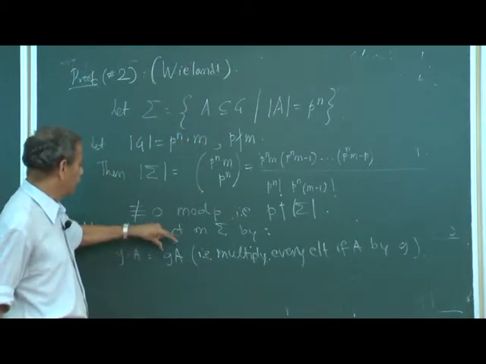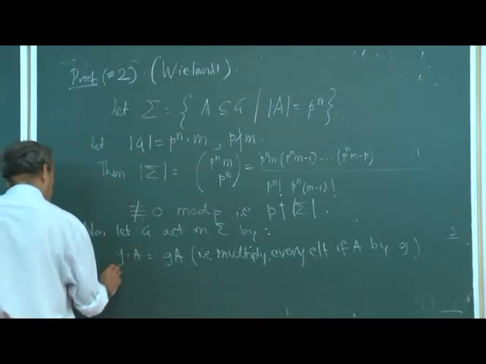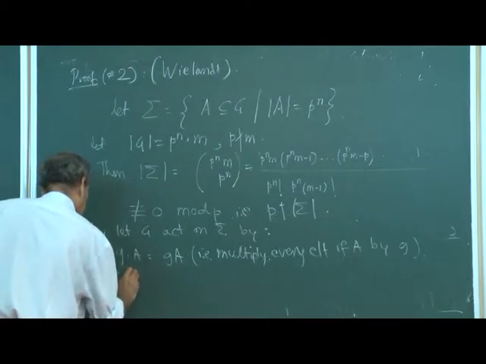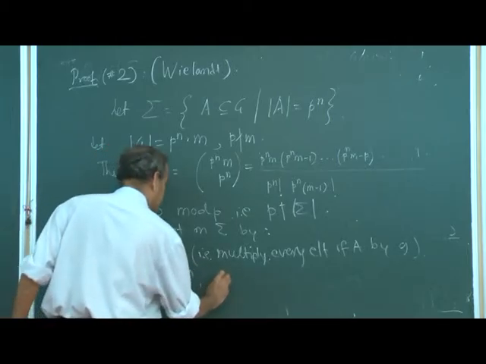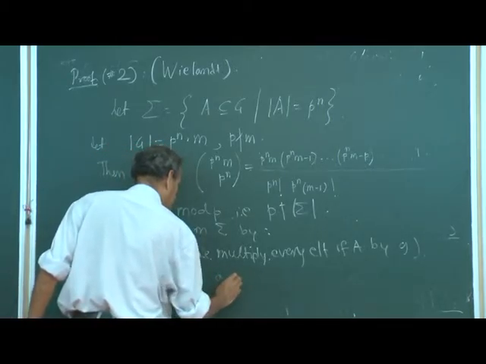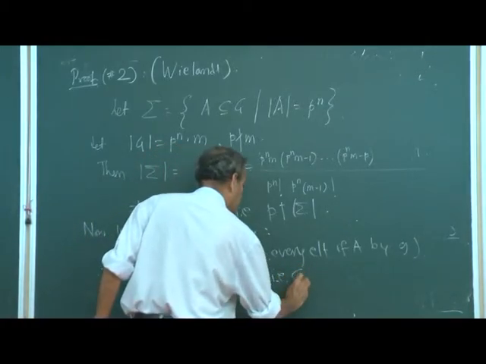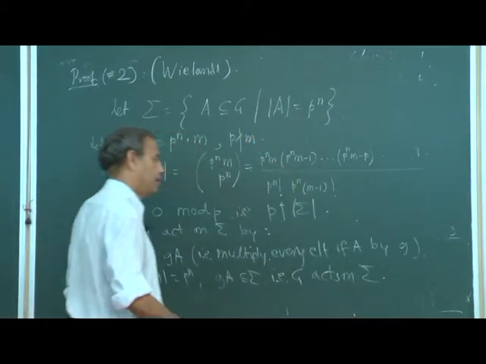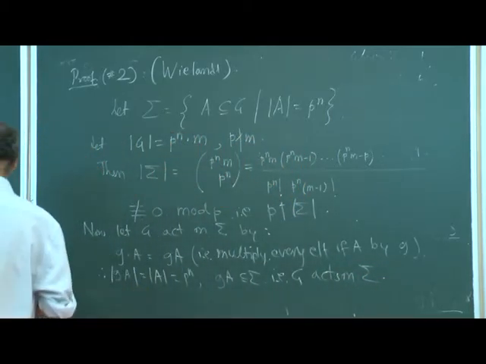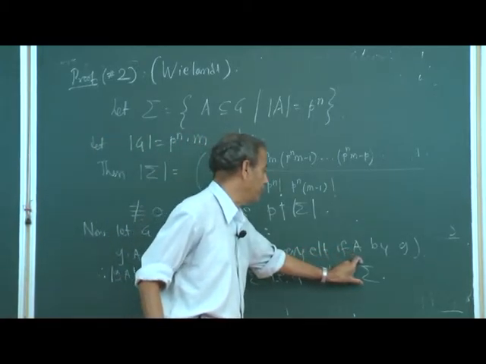So, what is GA? How does G act on an element of sigma? You take an element of sigma, which is a set containing P raised to n elements, and multiply it by G. You get another set which contains the same number of elements. Since mod GA is equal to mod A, which is equal to P raised to n, GA is in sigma. That is, G acts on sigma.